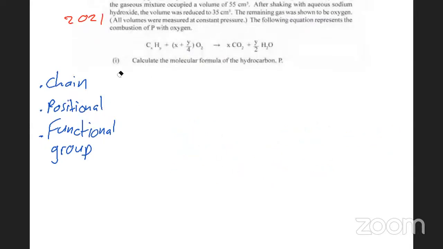All right, so with functional group isomerism now. With any form of isomerism, you have to start out with the molecular formula. So both compounds have to have the same molecular formula. But with functional group isomerism, the two compounds must have a different functional group.